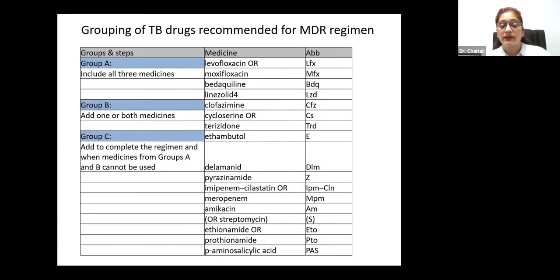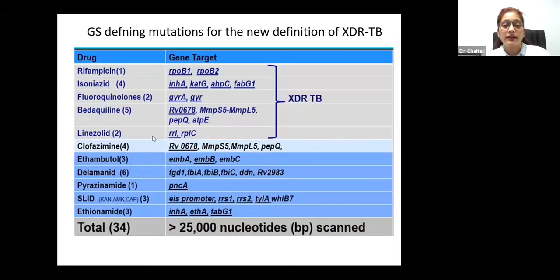and relapse and treatment failure cases, as discussed earlier. The grouping of DRTB recommendations from WHO is divided into group A, B, and C as follows. And here is the glitch. For the second line drugs, genome sequencing defining mutations for the new definition of XDR-TB requires more than 25,000 nucleotide base pairs to be scanned. And with the methods deployed in current diagnostics, we are scanning just 34.